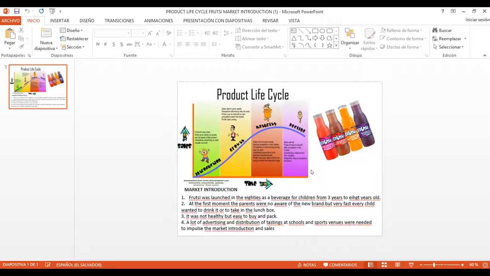Fruitsy was launched in the 80s as a beverage for children from 3 years to 8 years old. At the first moment, the parents were not aware of the new brand, but very fast every child wanted to drink it or take it in the lunch box. It was not healthy, but easy to buy and pack. A lot of advertising and distribution of tastings at schools and sport venues were needed to impulse the market introduction and sales. It was my part, the first stage, and then Carlos Ernesto continues with another stage.